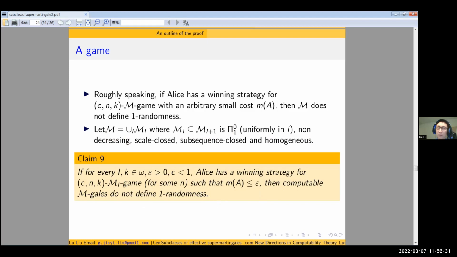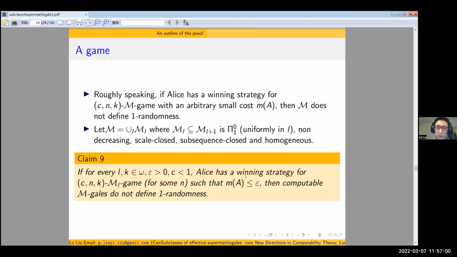This claim is not difficult. To generate this martingale test for each Vn set, Alice will invoke the winning strategy. And if the strategy tells her to enumerate a string, she will just enumerate this string. Roughly speaking, that's all. But we have to note that this claim only says that Alice has a winning strategy. But in the actual infinite game, the martingale test has to be a CE set.